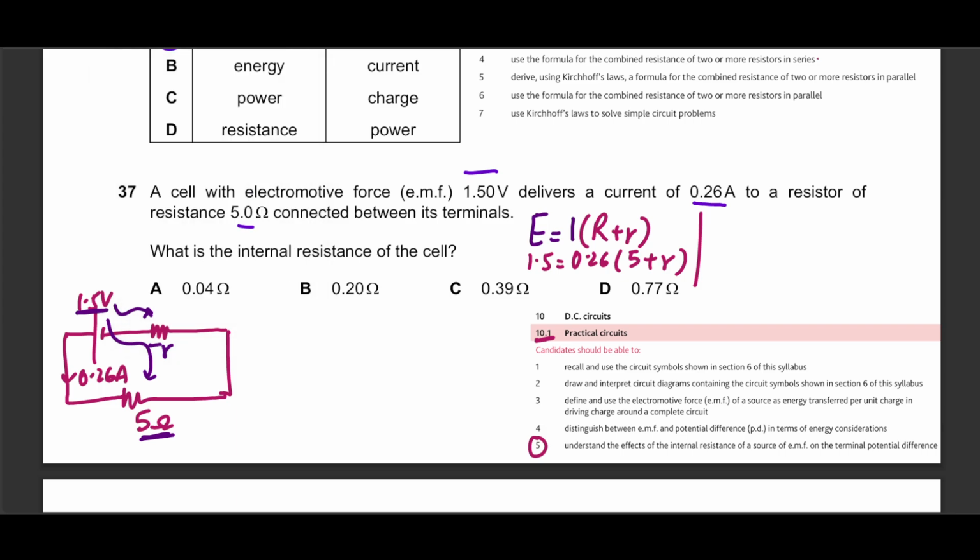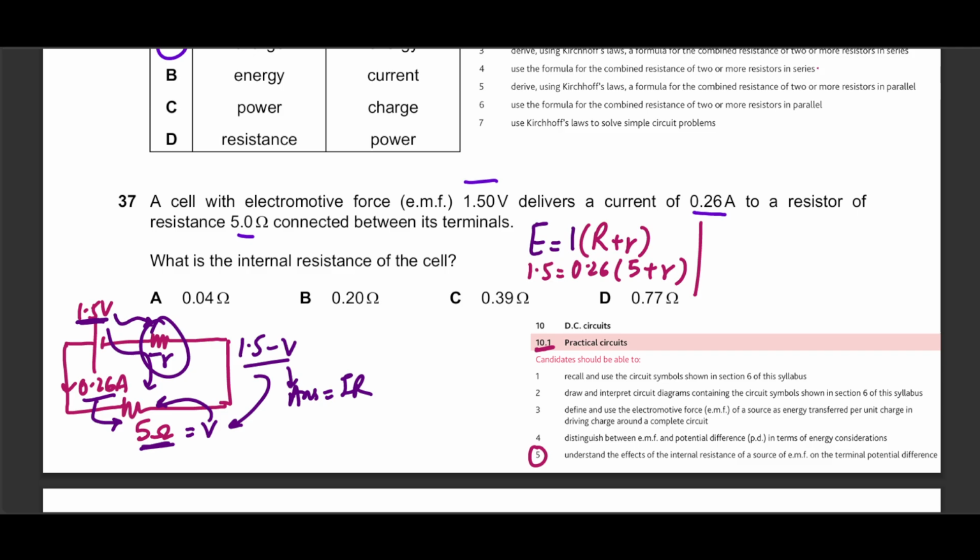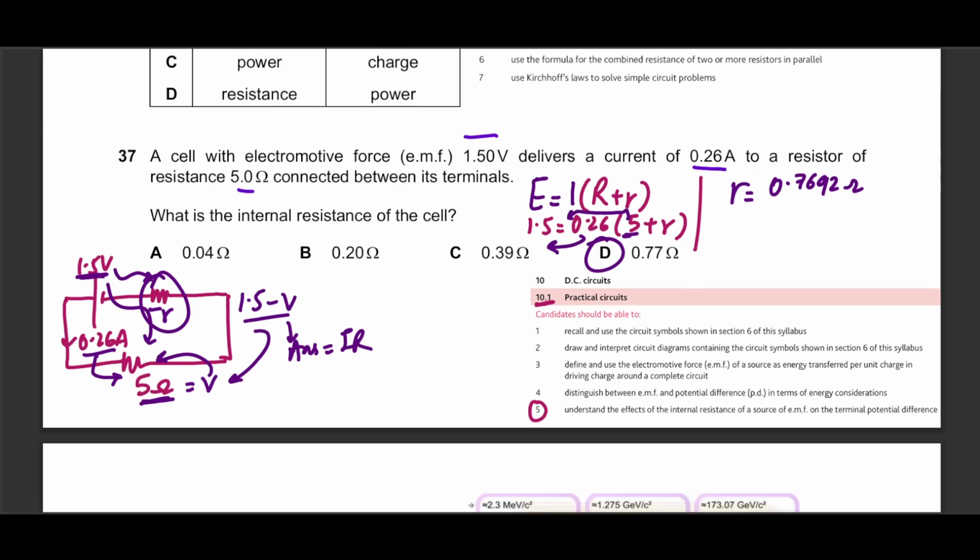You can do this by parts as well. What you could have done is 0.26 multiplied by 5. This will be the voltage of this resistor. Then subtract this value of voltage that you found from 1.5 and use that answer equals to IR for the internal resistor. You could have done that as well. But this one actually solves it in a single step. So 1.5 divided by 0.26, taking 0.26 to your side. And then you take the other number to the other side to subtract it. So small r comes out as 0.7692 ohms, which is 0.77, option D.